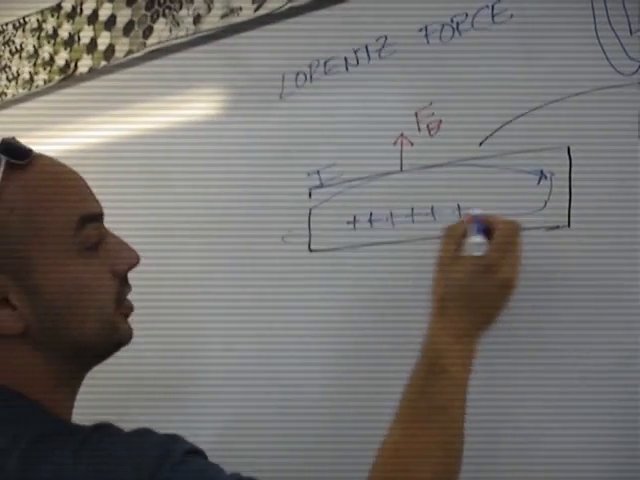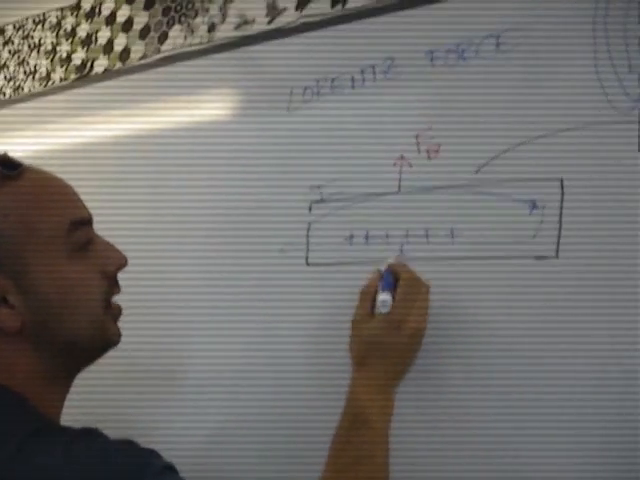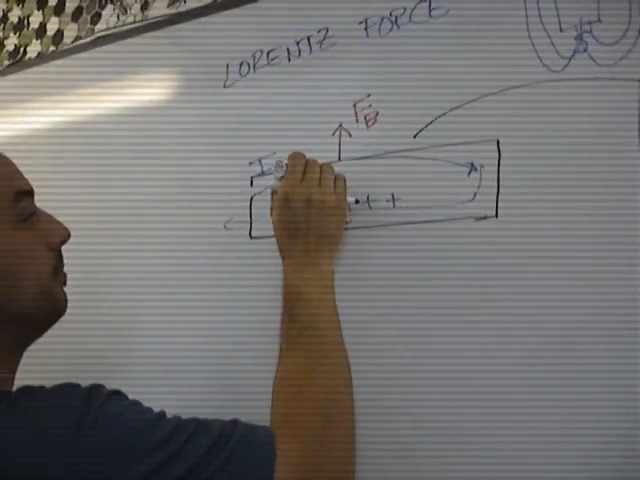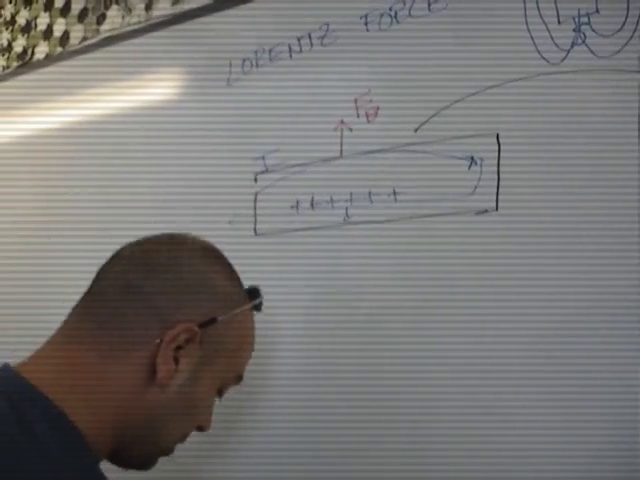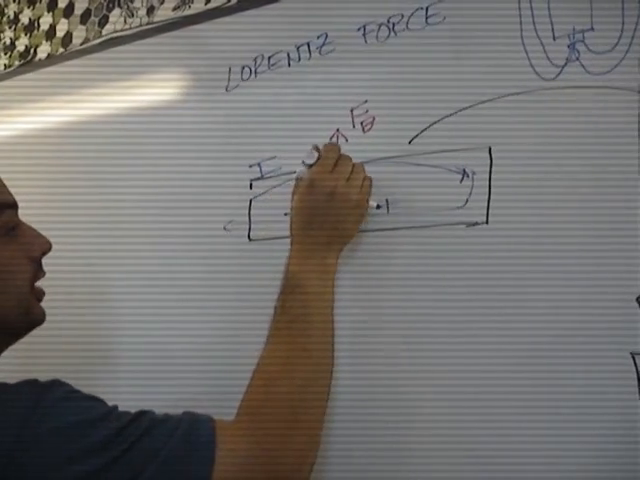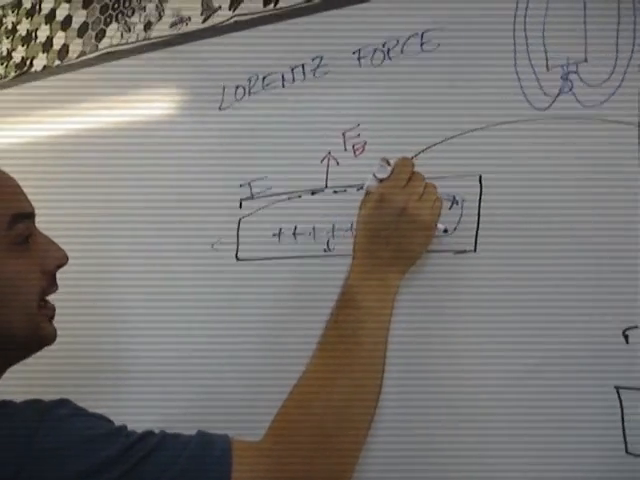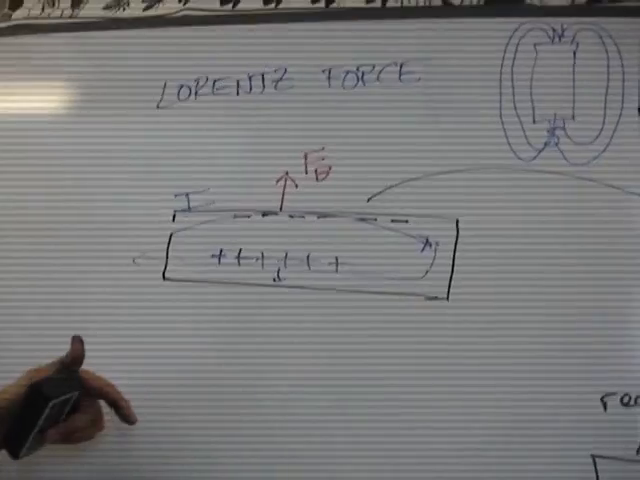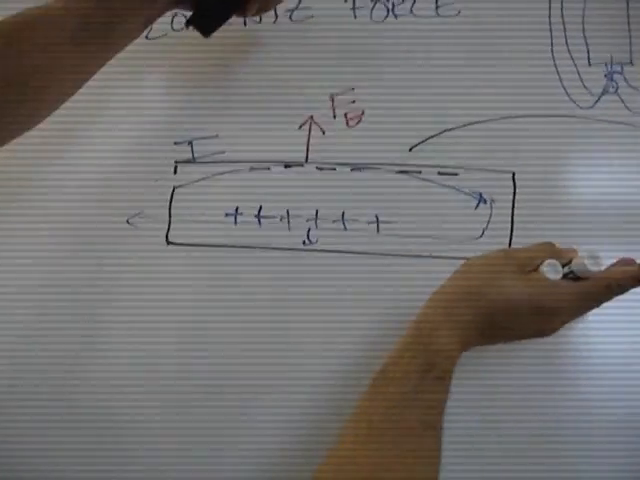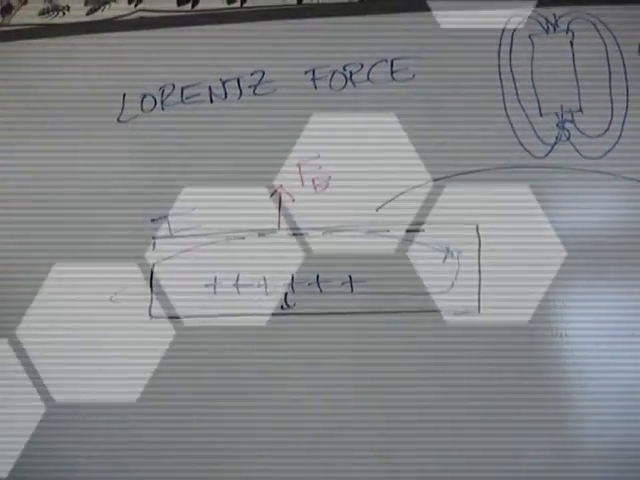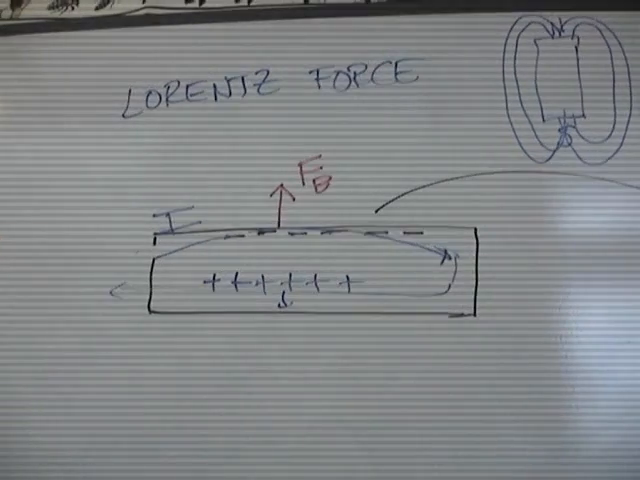And so you end up having positive charge that builds up here on the bottom, and then you have negative charge that builds up on the top. And it's almost like a spreading effect. By placing the magnet there, the charge spreads out. If you remove the magnet, you just get current flowing straight through the middle.